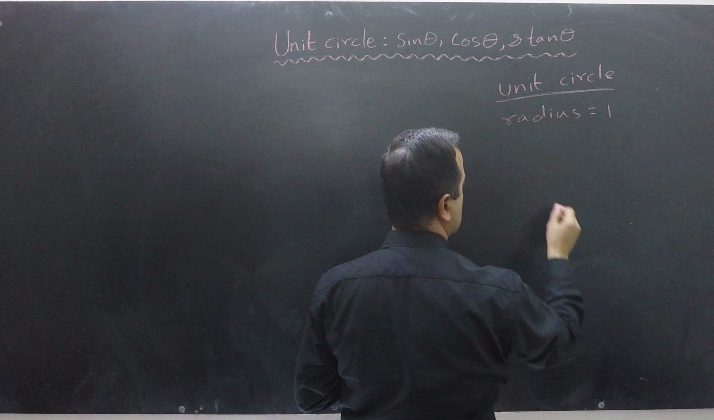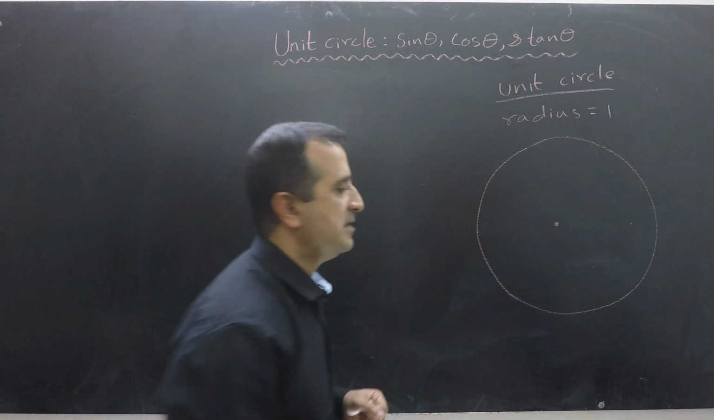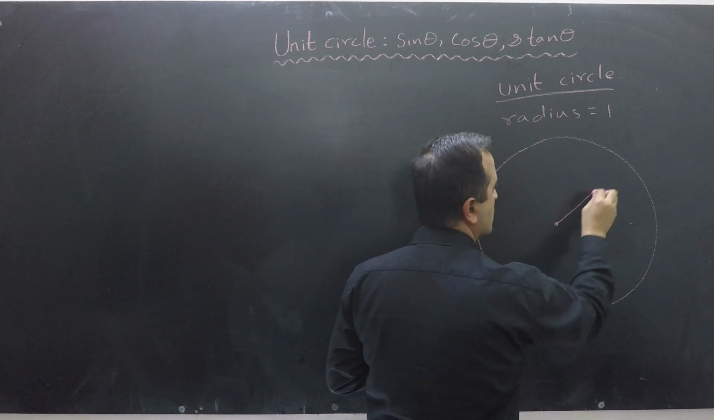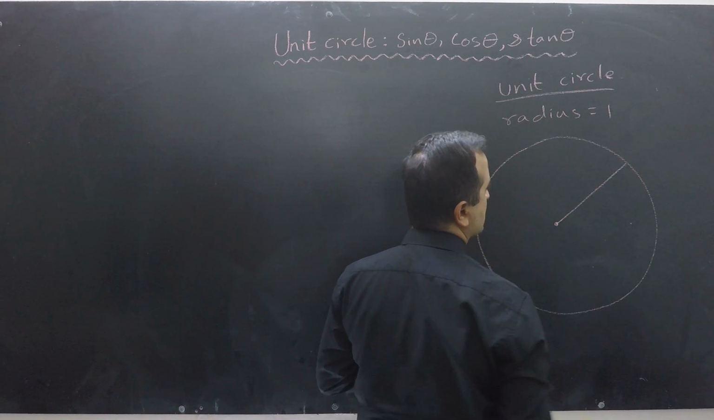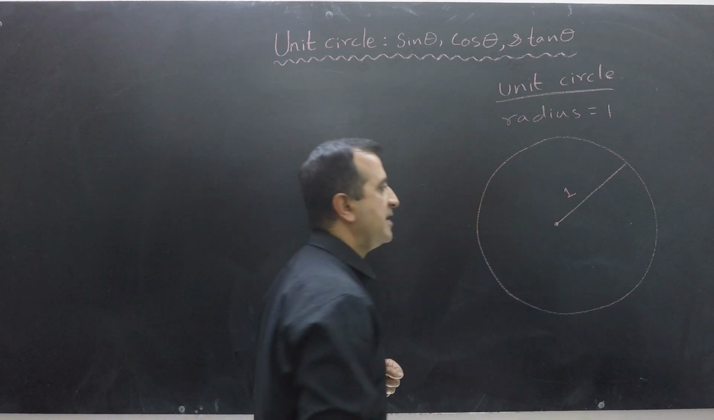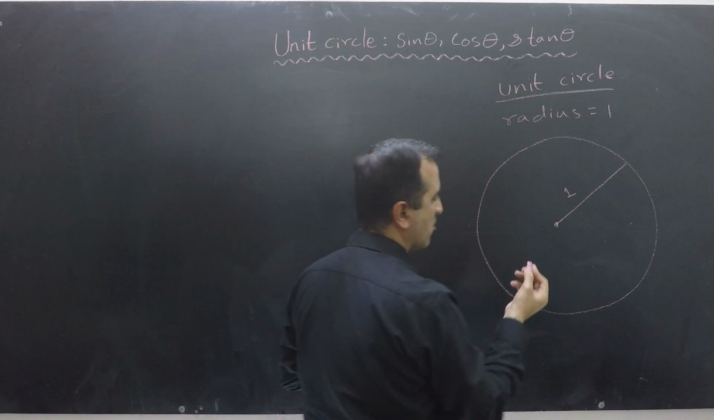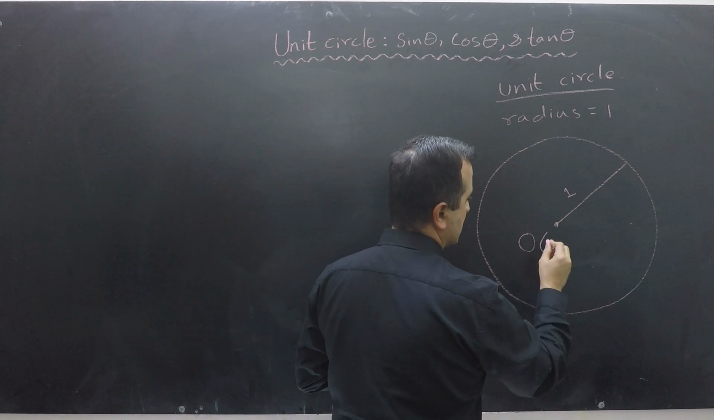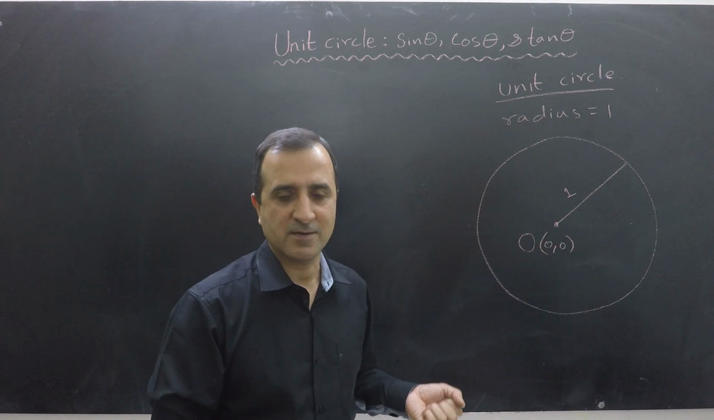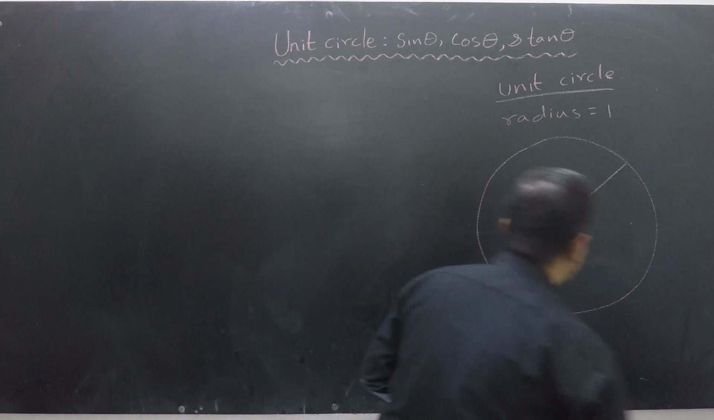So let's say this is our unit circle, and all the lines that start from the center of the circle and go to the boundary of the circle are of length 1. That means the radius of this circle is equal to 1. This point in the center of the circle we usually call the origin, so its coordinates are (0, 0). Make sense? Any questions so far?